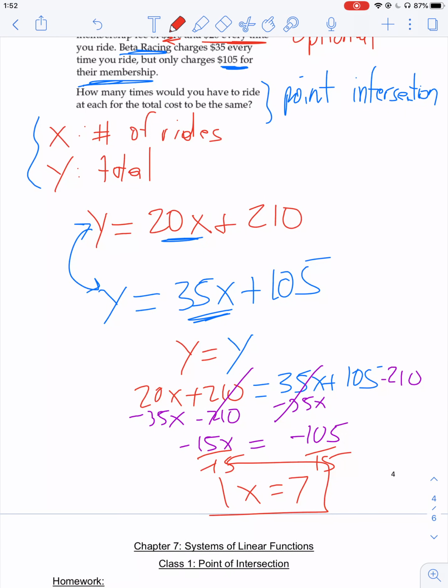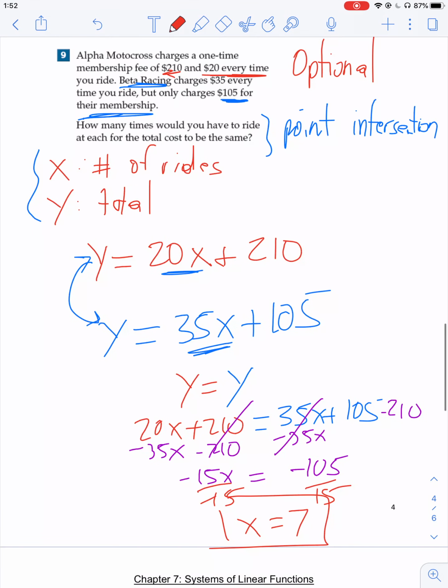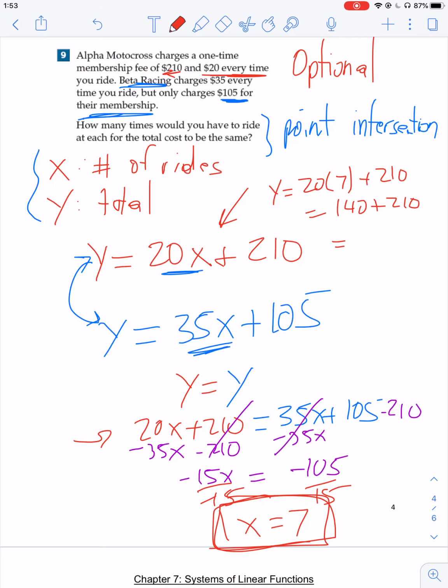Anyway, if you ride with Alpha Motocross, how much will they charge you? It seems like at 7 rides, both of them are going to charge you the same thing, because we've done the algebra. So plug in x equals 7 here and find the y value. So y equals 20 times 7 plus 210. If you work this out, it gives you 140 plus 210, and that's 350.